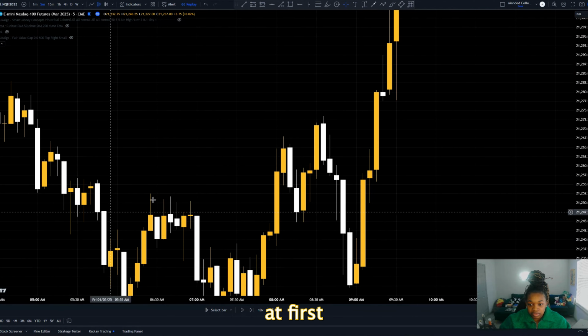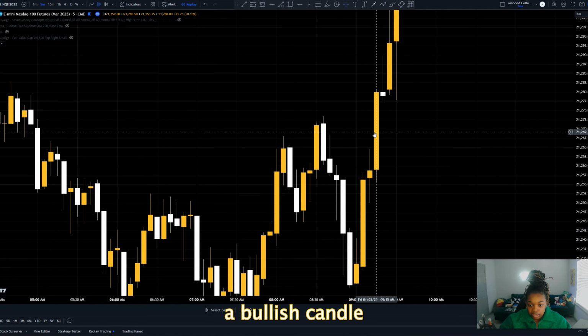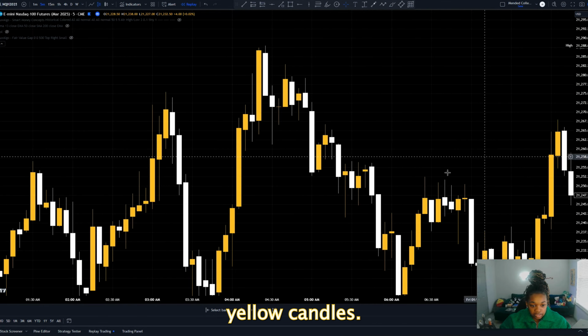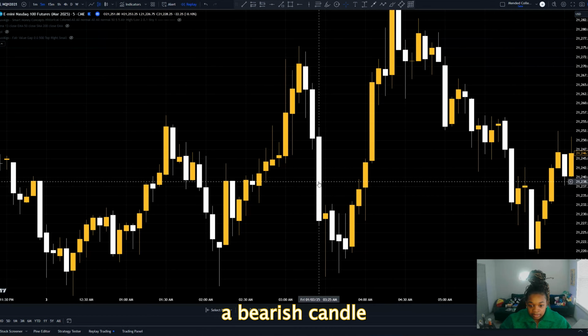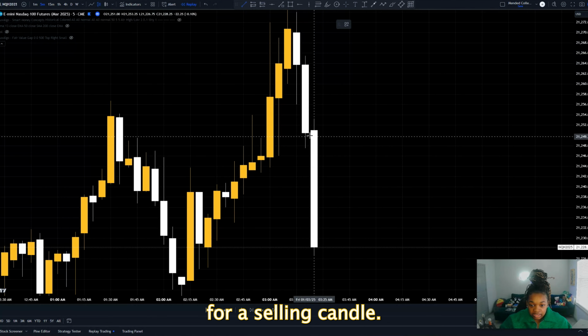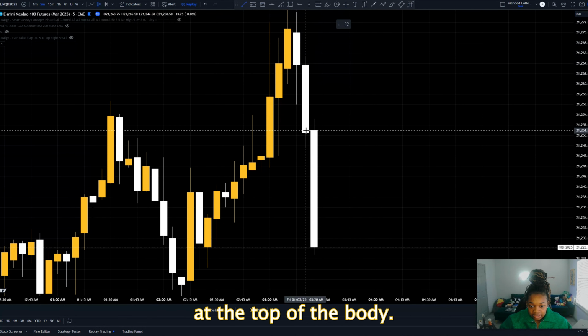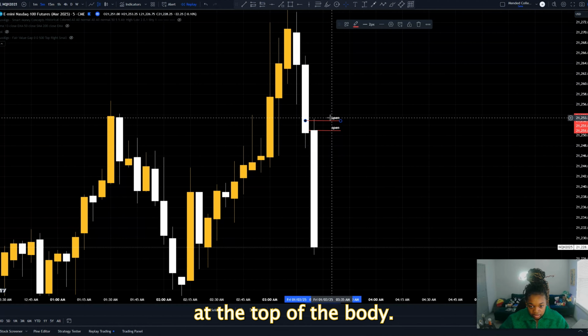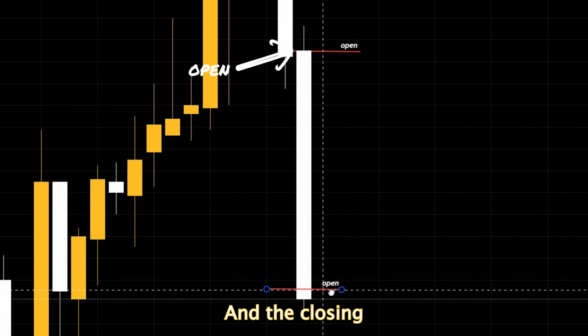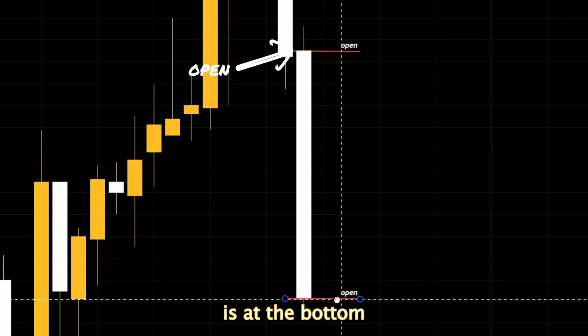So we referenced at first a bullish candle, which is my yellow candles. Now let's reference a bearish candle, which is my white candle. For a selling candle, the opening starts at the top of the body, and the closing of a bearish candle is at the bottom of the body.